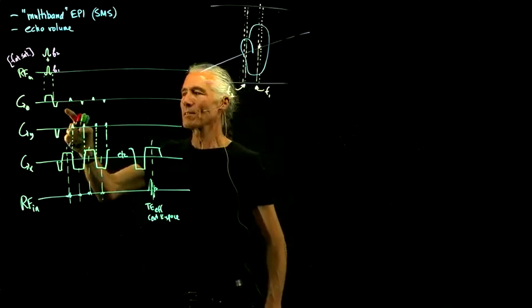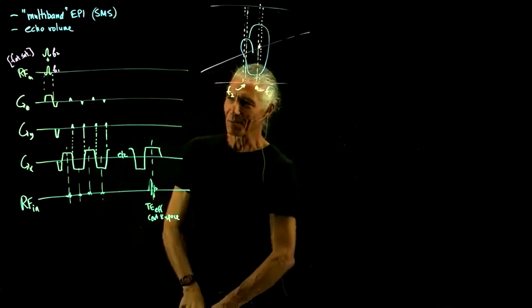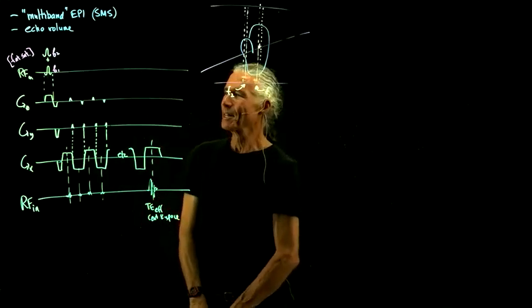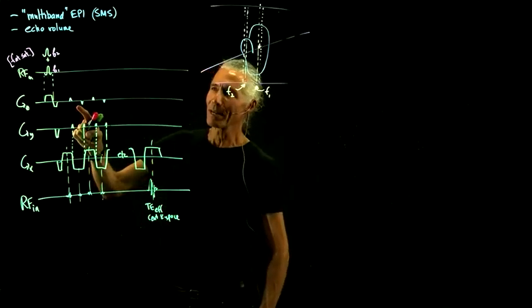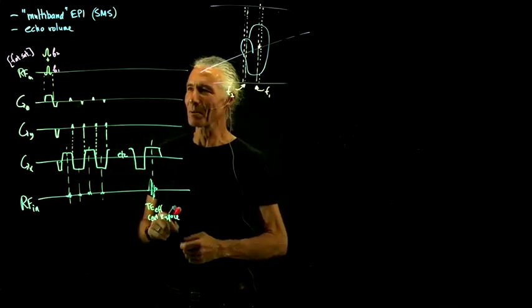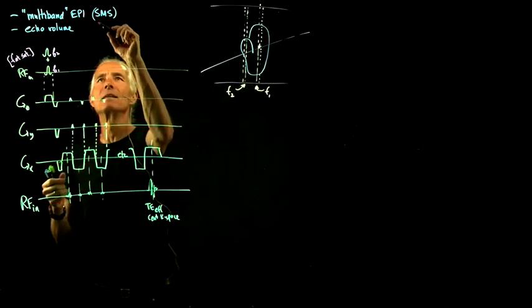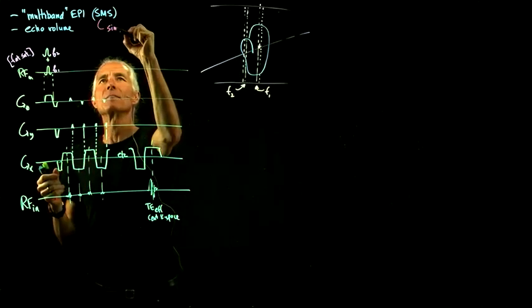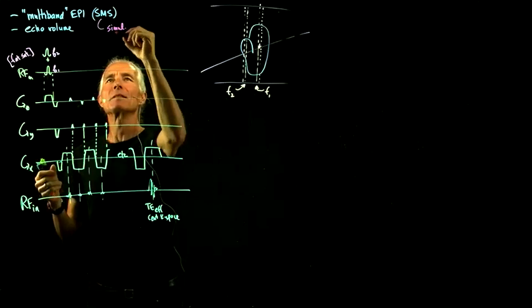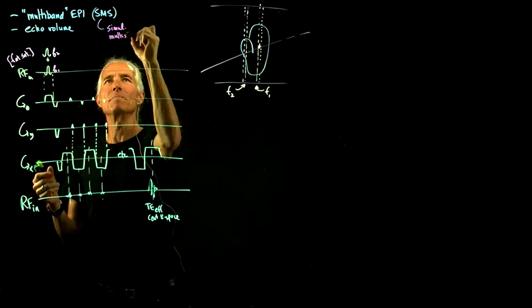And so this was originally called caipirinha, after the Brazilian drink. And then it was called blipped caipirinha. And then they said, well, that's kind of a mouthful, so now it's called multiband or simultaneous multi-slice.